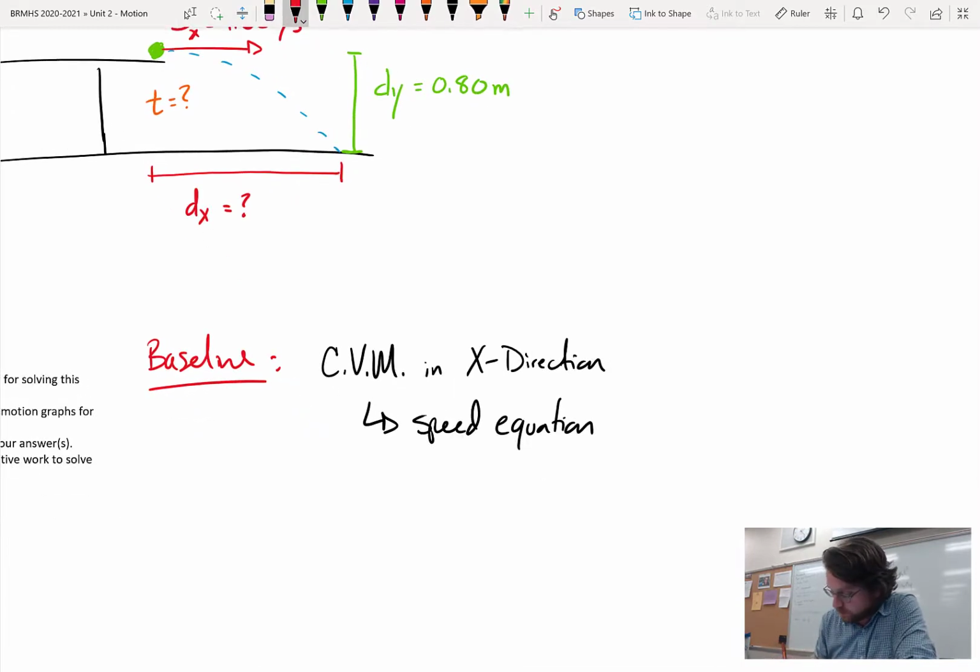So if I write my speed equation in the x direction, I have speed in the x direction equals distance in the x direction divided by time. See, I'm just putting those little x's down there to help me remember I'm talking about just the horizontal stuff. You always separate out the horizontal stuff that's happening, the vertical stuff that's happening. Separate those out and look at them separately.